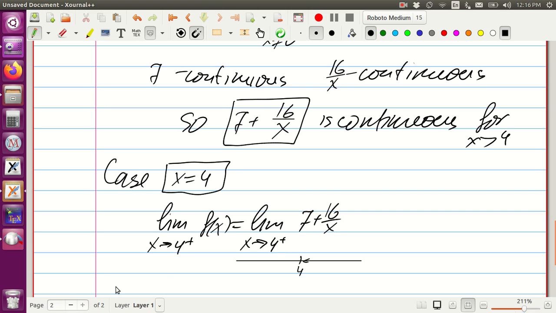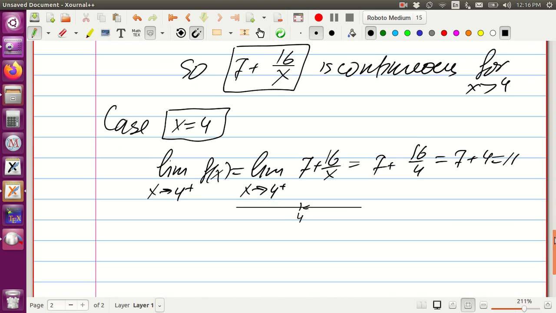Right, so we can use direct substitution. We can just plug in 4, so our answer will be 16 over 4 plus 7. So it's 7 plus 4, which is 11. That's the limit when x approaches 4 from the right.